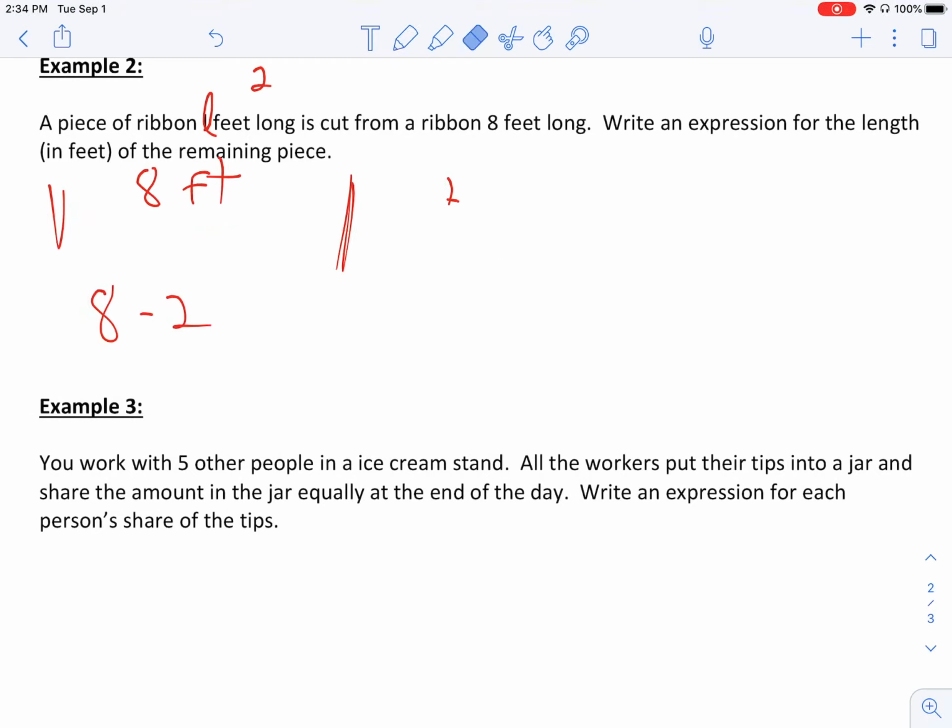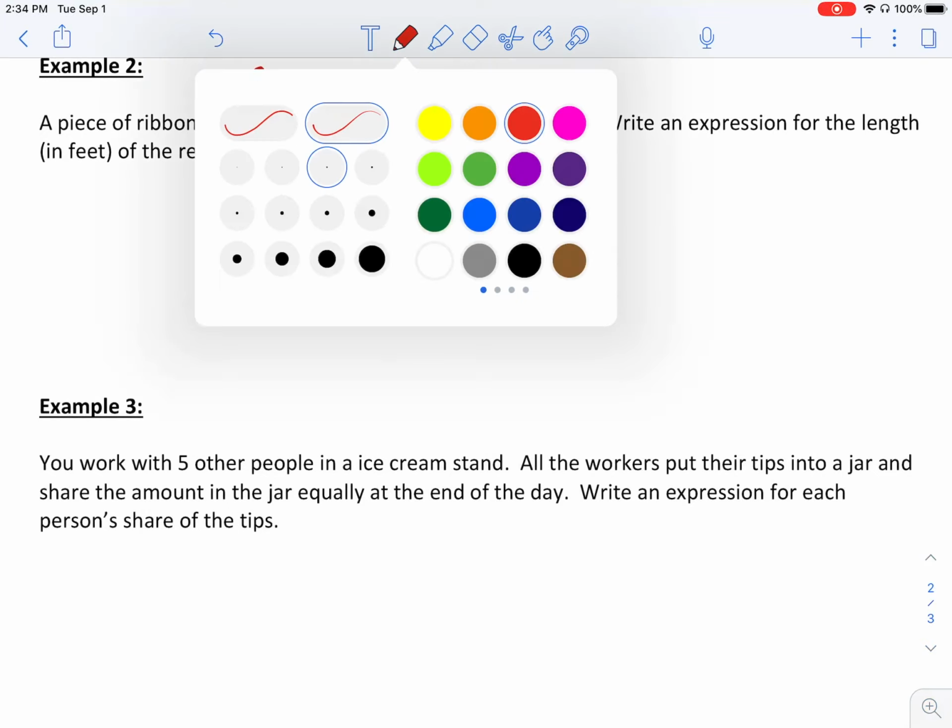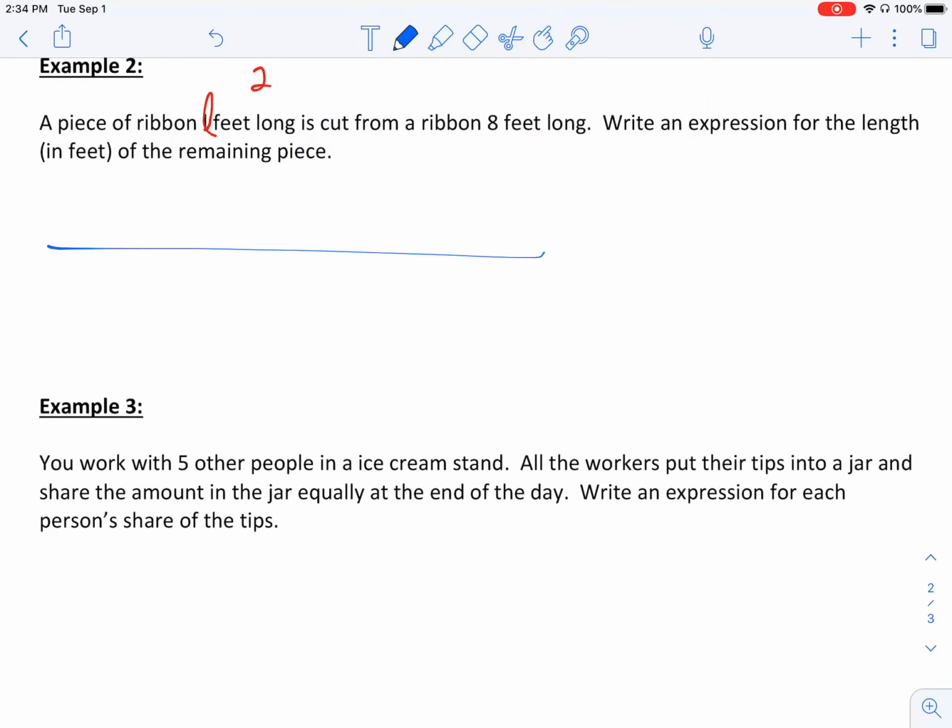But they don't want 2. I just gave you a specific number to help you with the variable. So you have an 8-foot long piece of ribbon. This whole thing's 8 feet long, and you want to remove L feet from it. So you take the total, which is 8, and you minus from it the part that you want to cut. In this case, we'll just call it L.